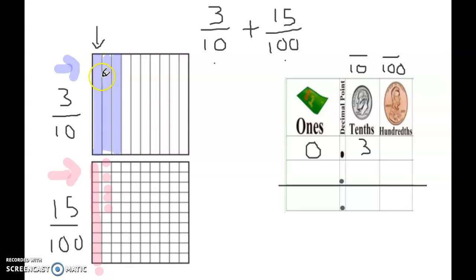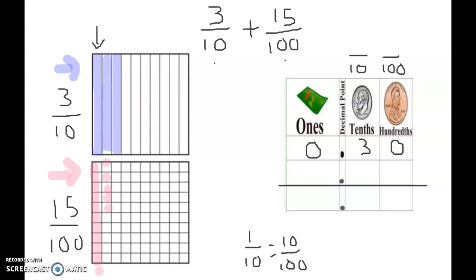I also want to point out, if we look down here, we can see that 1/10 is equal to 10/100ths. That's really important to see. 1/10 is equal to 10/100ths. So that means that those fractions are equivalent. So that means that if I have 3/10, that's like having 30/100ths, and I can fill my 0 there in my hundredths place.